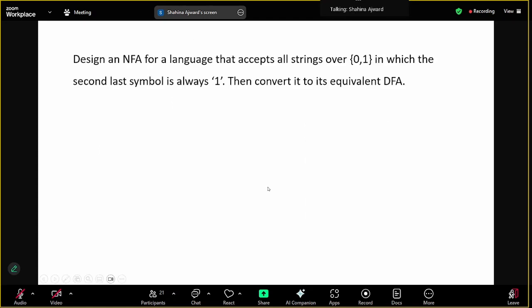So can you try this? First, you draw the state diagram for the NFA, then draw the state transition table for the NFA, then look at that and draw the state transition table for the DFA, then the final state diagram, right? So I give you 5 minutes to try this.